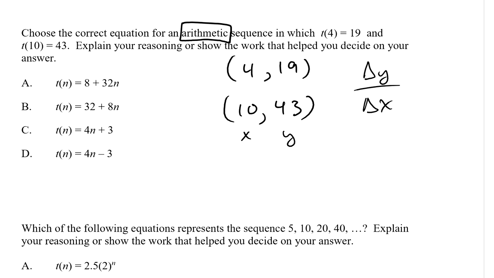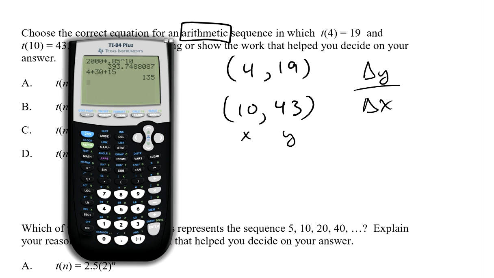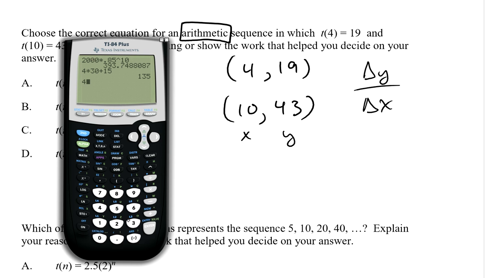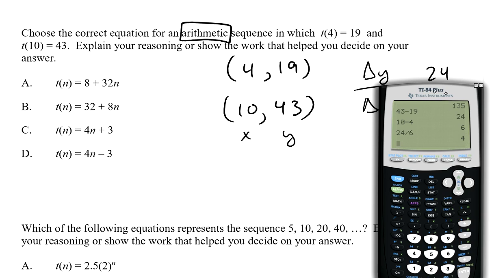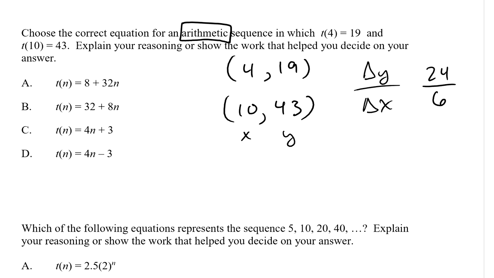So if I look at this, I could go ahead and take the 43 and subtract 19 from it. So I'll just go 43 minus 19, and that gives me a change in y of 24 units. And I can also take the 10 and subtract 4, and I know that that's 6, a change of 6 units. And then the ratio there, 24 divided by 6 should be 4, and it is. So I know that I'm increasing by 4 each time.